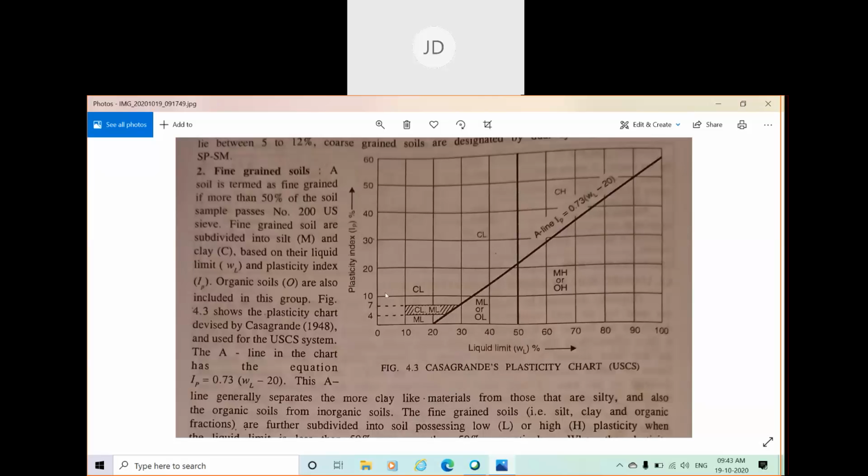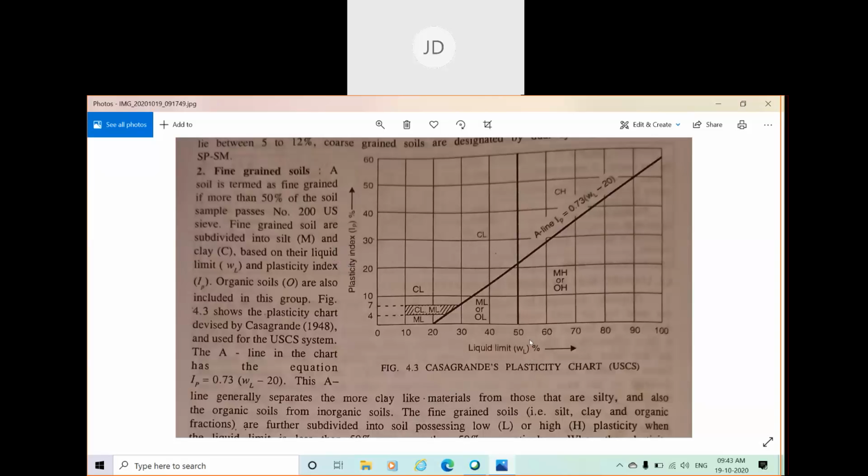Okay, so from the laboratory test of a particular fine grain soil, if you can find out the liquid limit and plastic limit, then at least you can find out a plasticity index. That is liquid limit minus plastic limit. That is already discussed in the last class. So we can find out plasticity index for a particular soil. We can also find out the liquid limit of a particular soil.